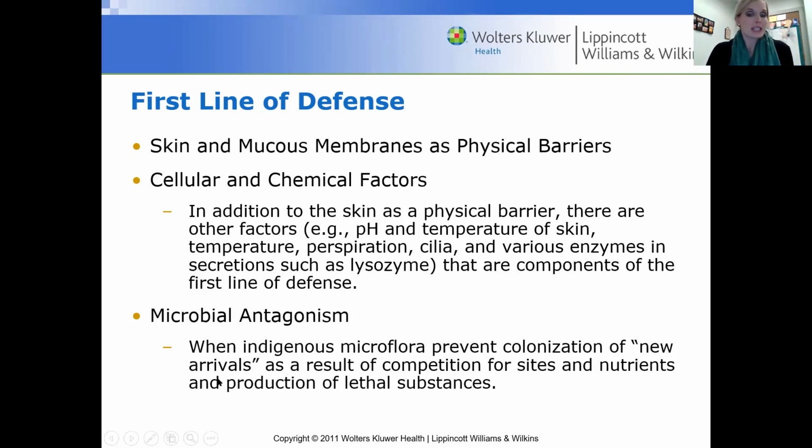And again, microbial antagonism. Indigenous microflora are going to stop the colonization of any new arrivals. The reason they do that is because indigenous microflora live in these body systems or on our skin, for instance. They belong there. So if new arrivals come, they're going to compete for sites and for nutrients, and produce lethal substances to eliminate those new pathogens. So they're going to fight those off for us as well. So that's our first line of defense.